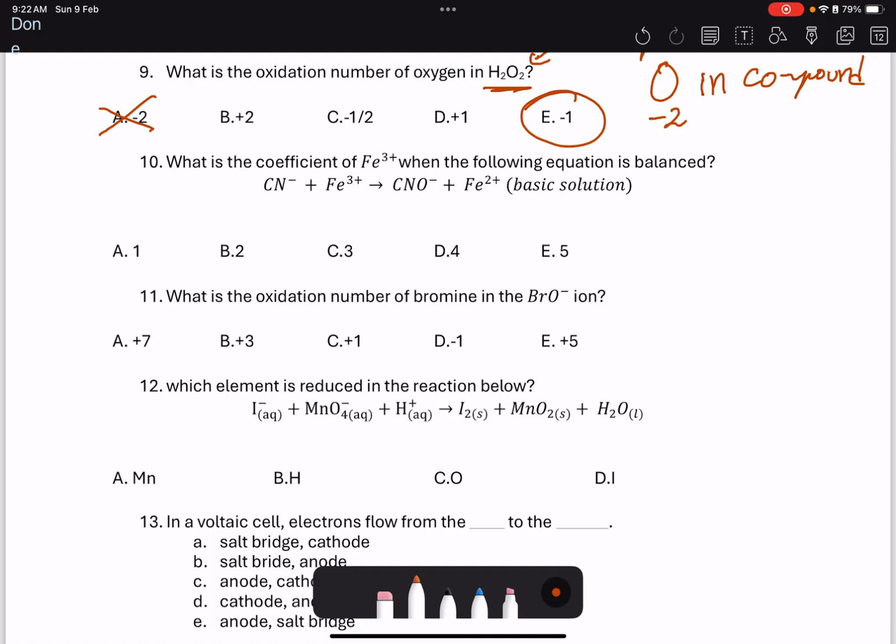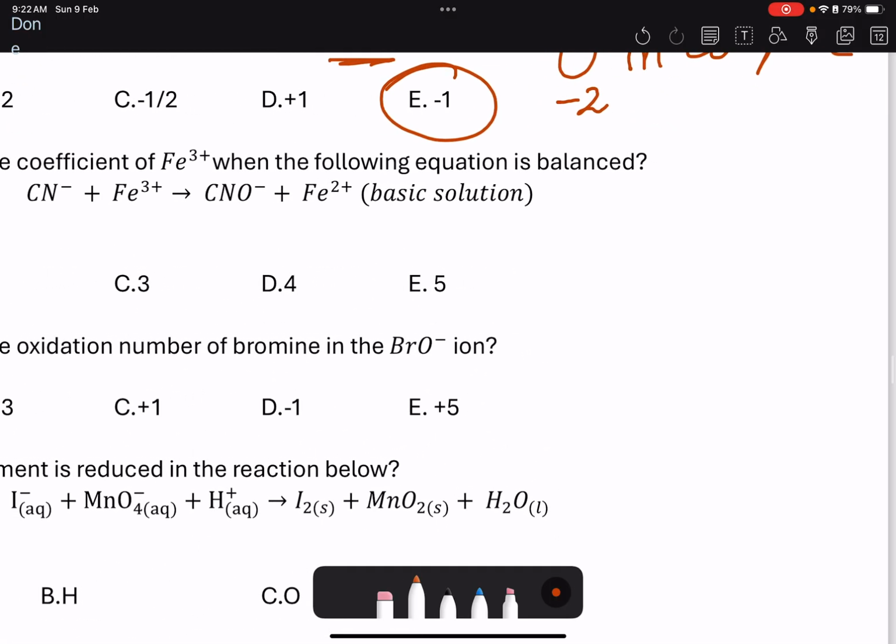Now, what's the coefficient of the Fe3 plus in the following equation when it is balanced in the basic medium? So, this is a long process, so we need to split. I'm going to split Fe3 plus into Fe2 plus. And quickly I'm going to add 1 electron to drop the 3 charge to 2 plus. There's no need to think about the H and the O since I don't have them in the equation.